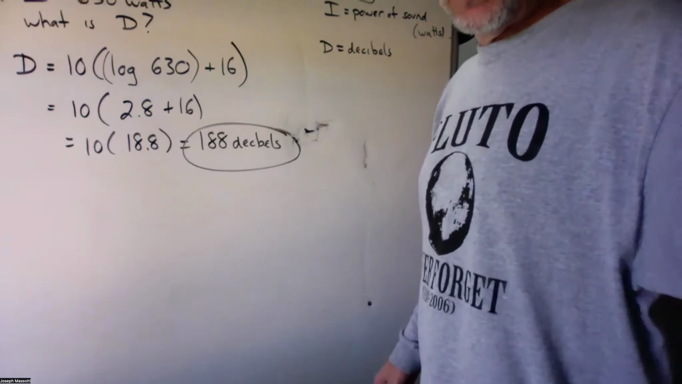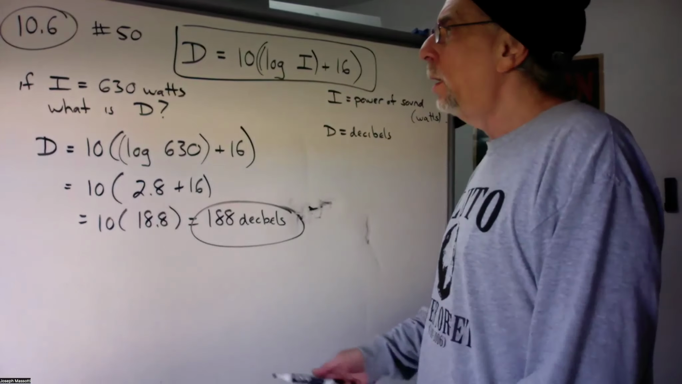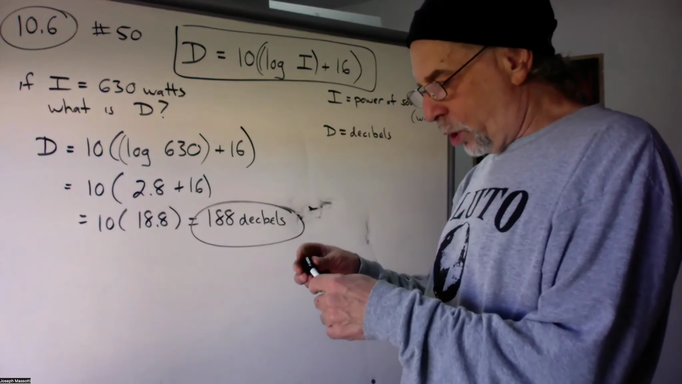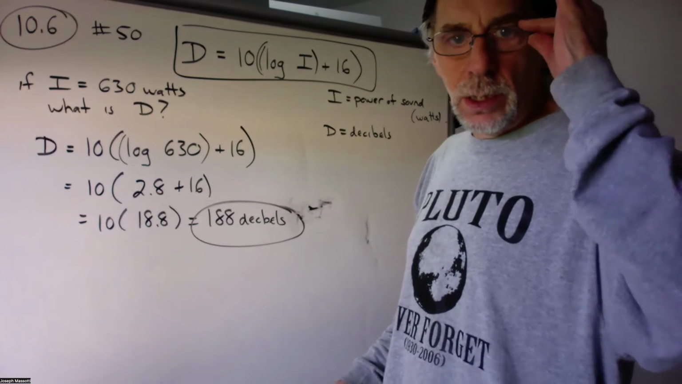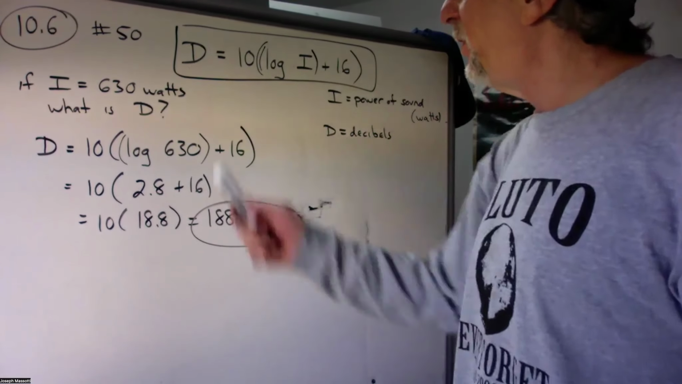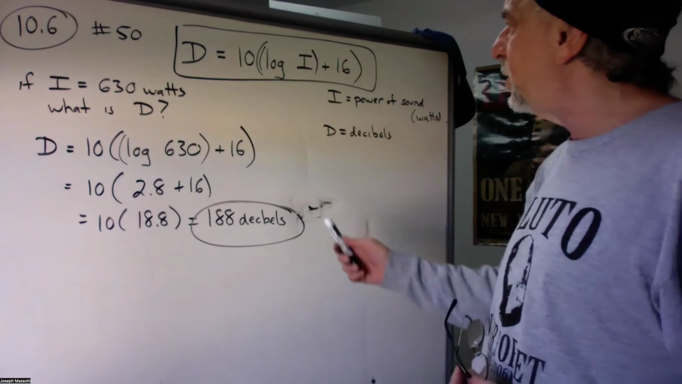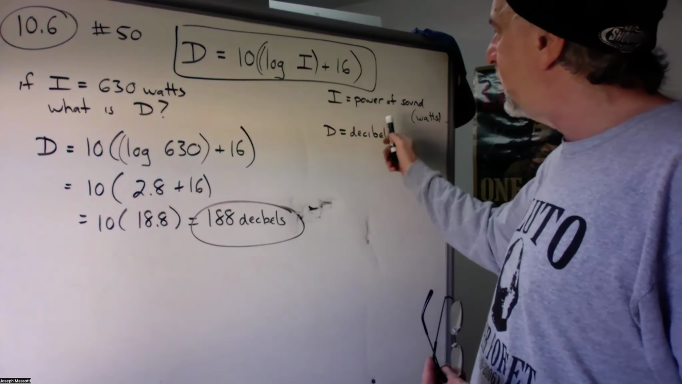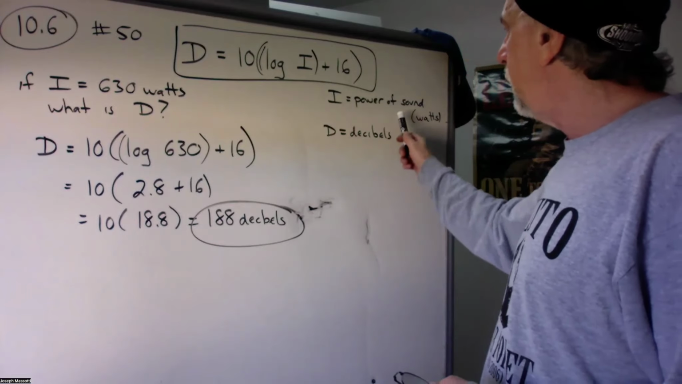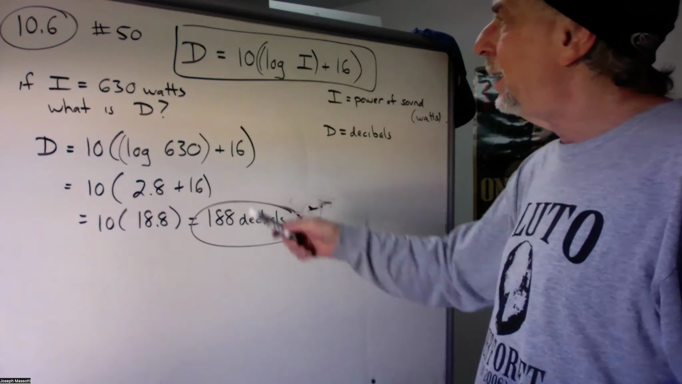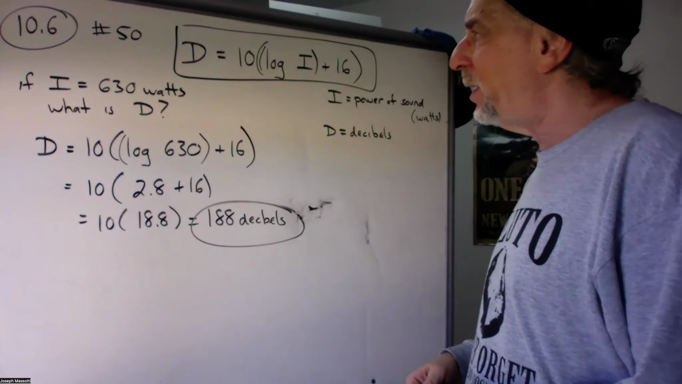Couple more examples from 10.6. Number 50, we're dealing with logarithms. So we got a couple of word problems here from 10.6. Number 50 has to do with decibels, intensity of sound, power of sound, and the decibels that it produces. Power of sound is measured in watts, and the decibels are measured in decibels.